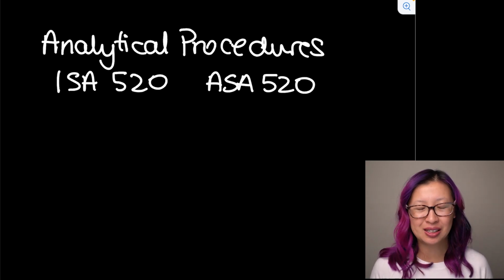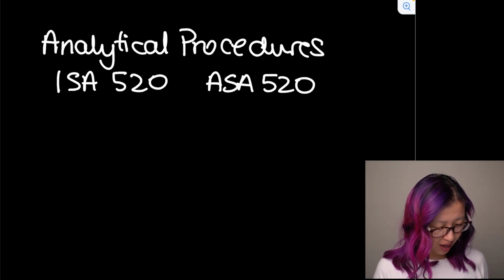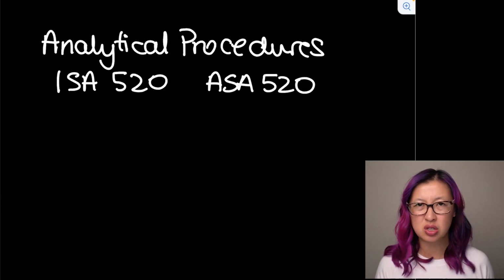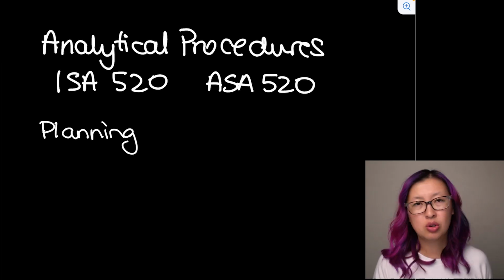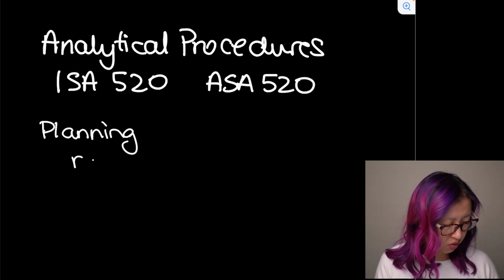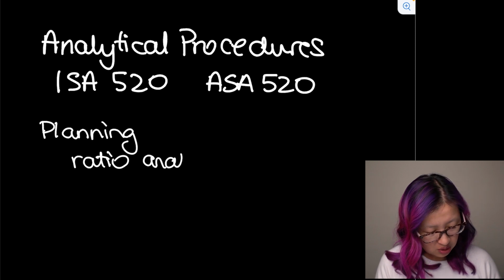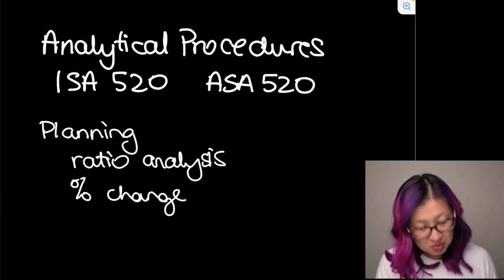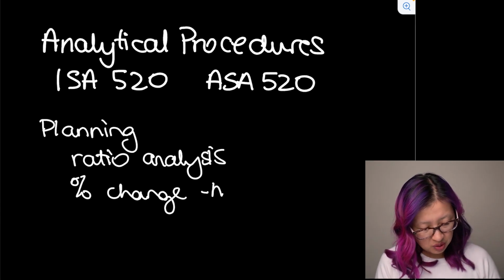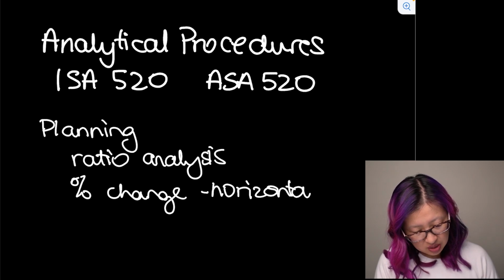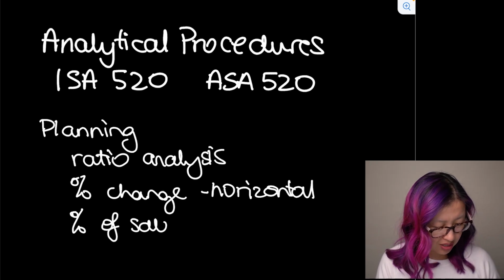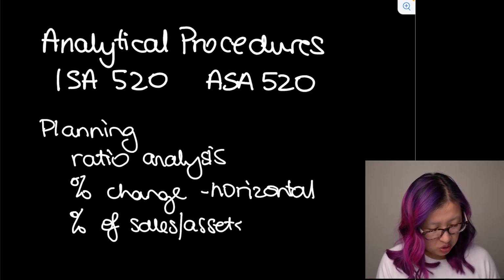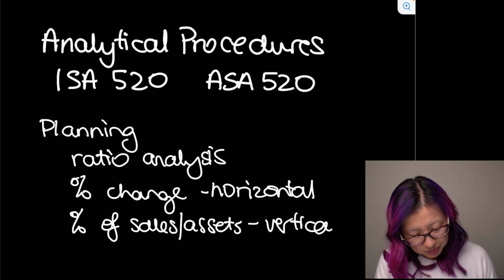When it comes to looking at analytical procedures, I always talk about how we do analytical procedures at different stages of the audit, right? We do them at the planning stage, and those are our ratio analysis. We're doing the percentage change from year to year, so that horizontal type of analysis. And then also we're looking at the percentage of, for example, sales or assets, which is going to be more of that vertical analysis.